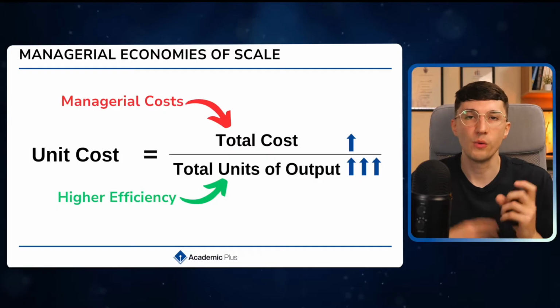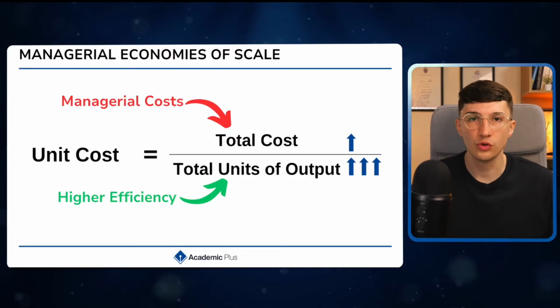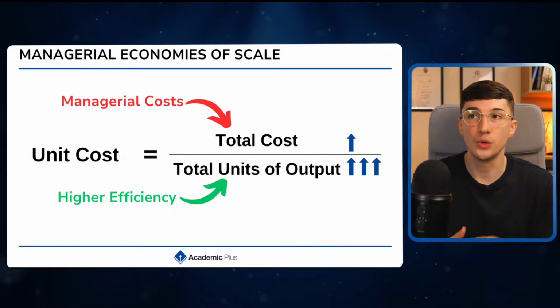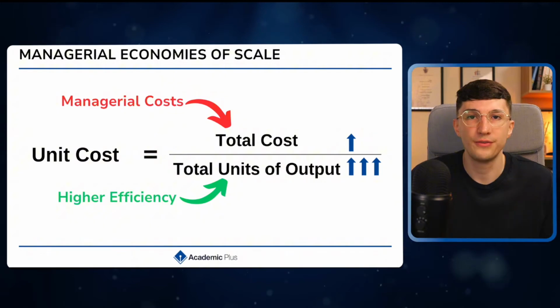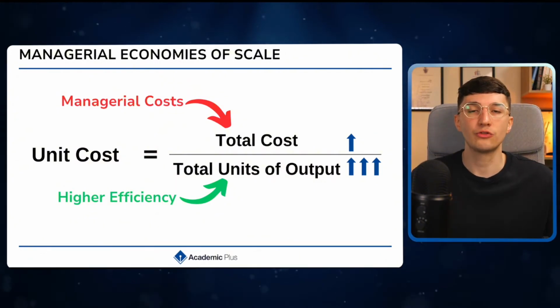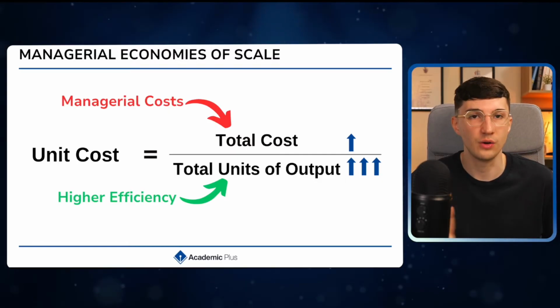Now go back to the formula, remember why our unit costs fall. Of course, total cost will increase. We're producing more units and we're spending more on managers, but they will be implementing higher efficiency rates for the business, so our total units of output should increase at a greater rate than our total costs.